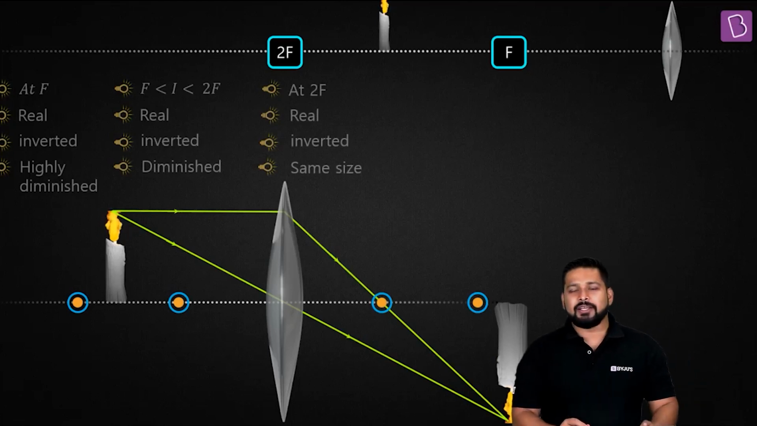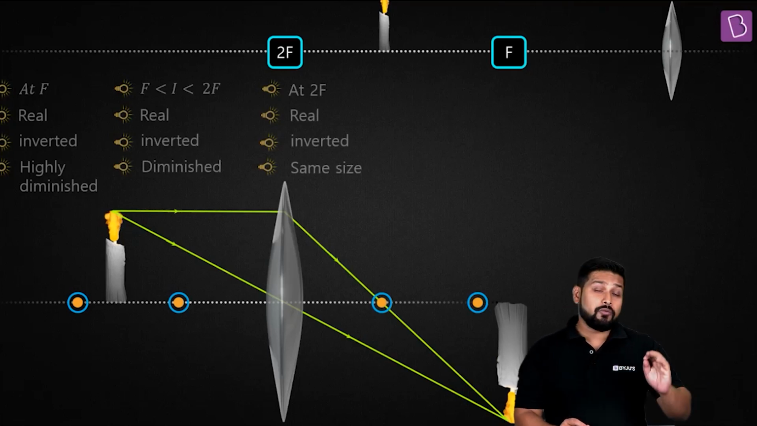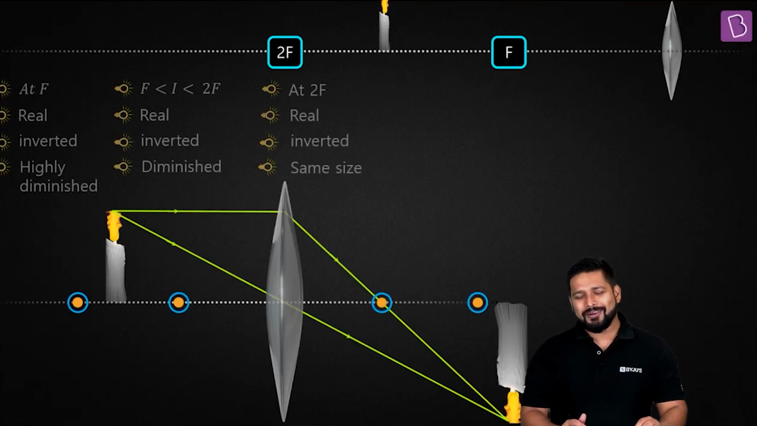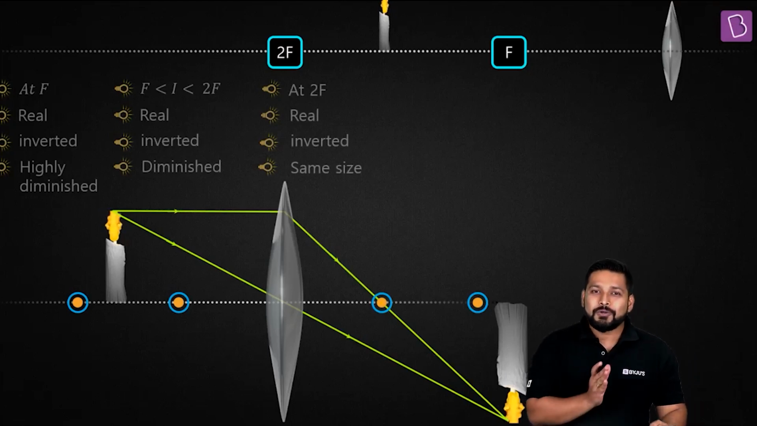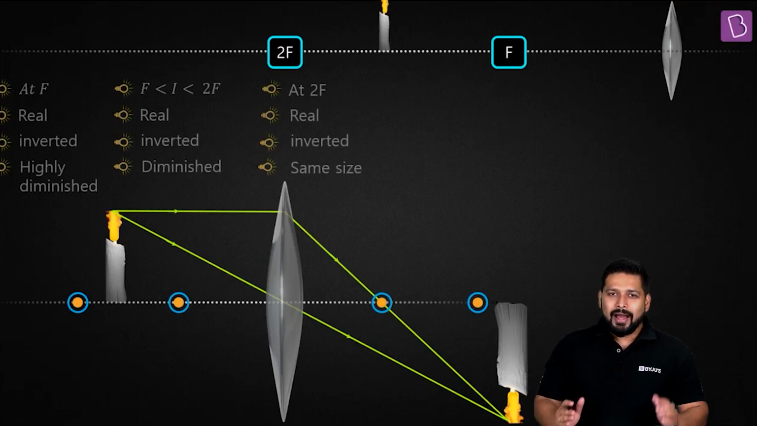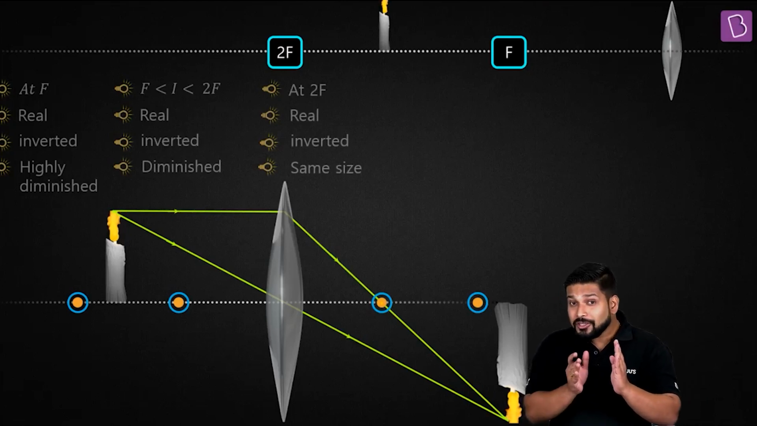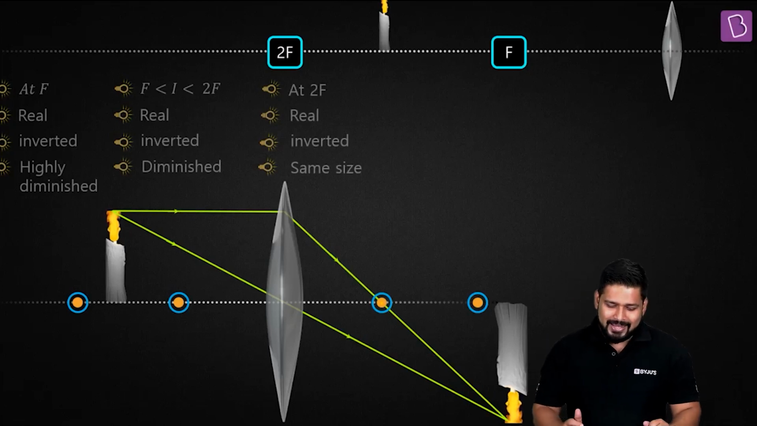So as you can see, as the object started moving from infinity towards the lens, what do you see going on with the image? The image starts moving from the focus away from the lens, right? So as the object is moving towards the lens, the image is moving away from the lens, right? And you can also see that the size of this image goes on increasing, correct?